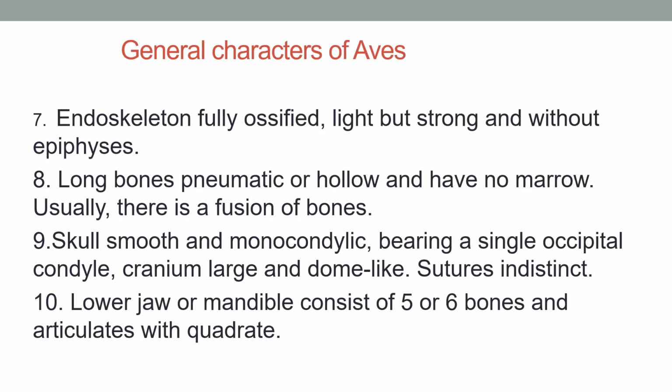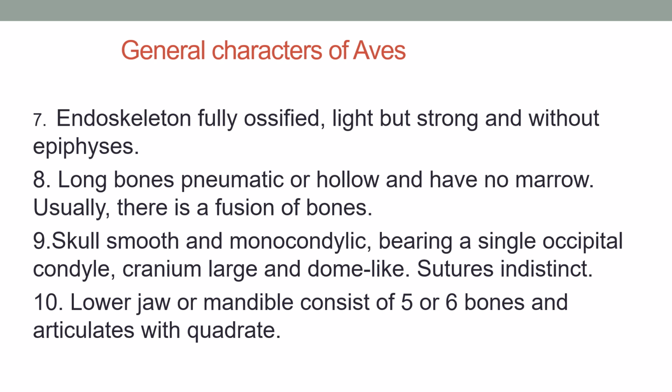The endoskeleton is fully ossified, light but strong and without epiphysis. The long bones are pneumatic or hollow, filled with air cavities, and they have no marrow. Usually there is a fusion of bones. The skull is smooth and monocondylic, bearing a single occipital condyle, cranium large and dome-like, and the sutures are indistinct.